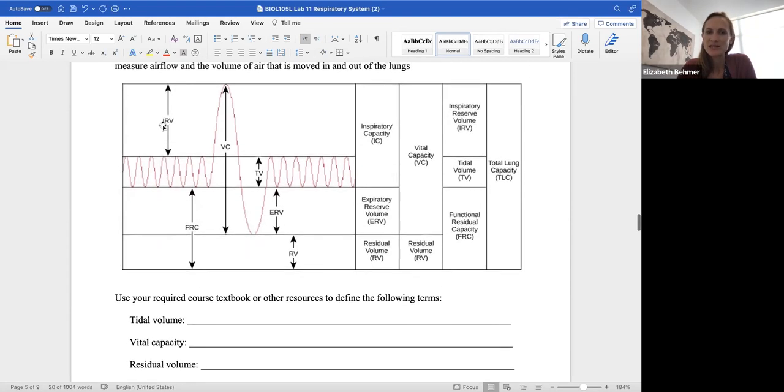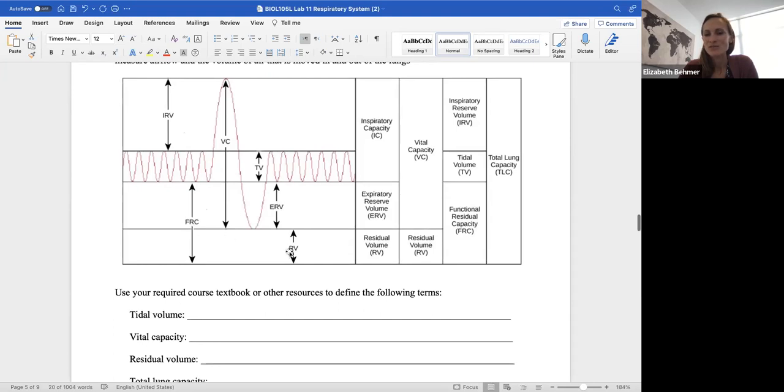IRV stands for inspiration reserve volume. So this is the amount of volume that your lungs can take in if you take a really deep breath. Expiration reserve volume is the amount of air that you can exhale after normal breathing. We have vital capacity then. Vital capacity is IRV plus TV plus ERV. And then we have FRC and reserve volume. Functional residual capacity is the expiratory reserve volume plus residual volume.